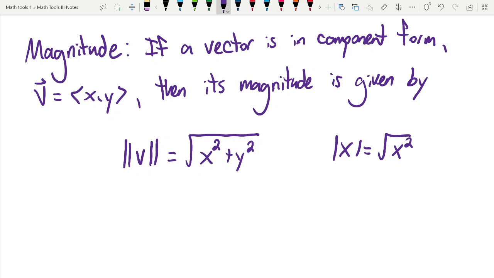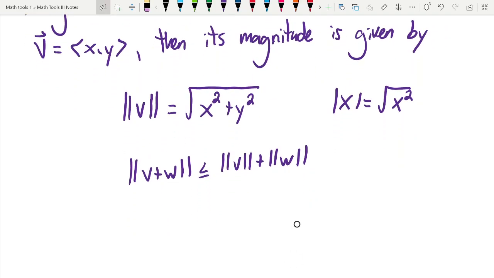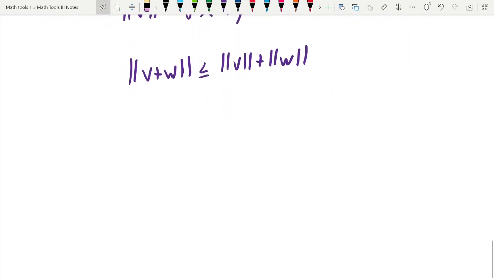It follows a handful of other rules, like for example, what we call the triangle inequality, which is that if you have two vectors, v and w, the magnitude of their sum is less than or equal to the sum of the individual magnitudes. Okay, this holds true for absolute value as well. We didn't really use that in the other classes, but it is a very useful thing when you're proving things, to break up an inequality into two separate inequalities. But it just hasn't really come up yet. So let's go ahead and find the magnitude of some vectors.